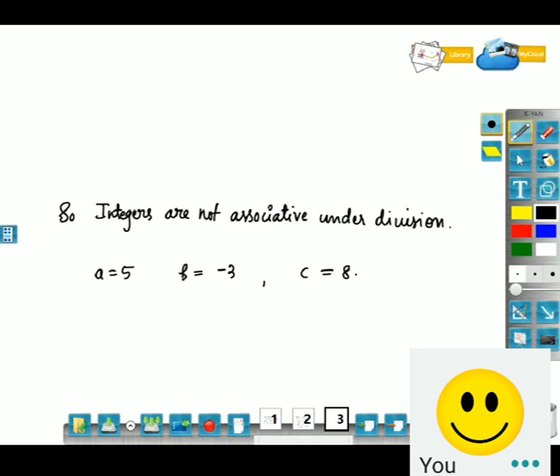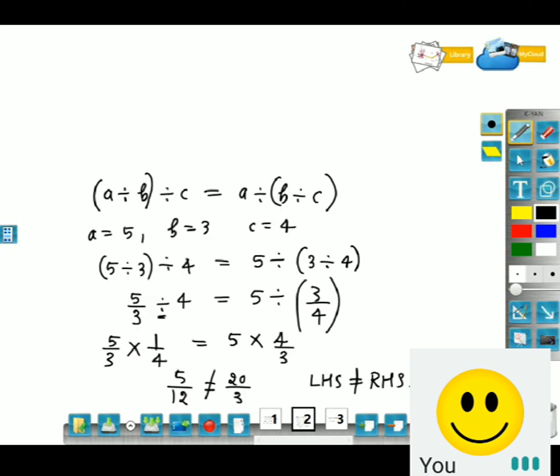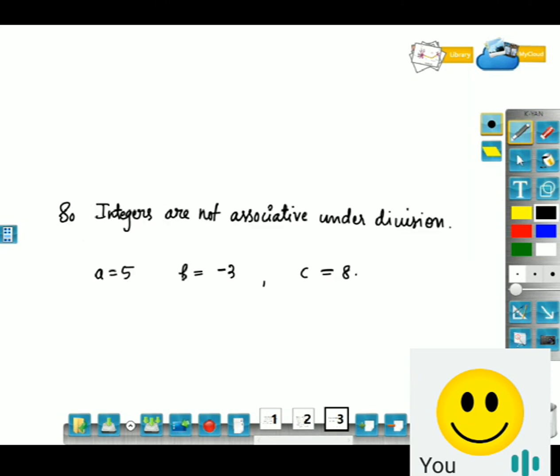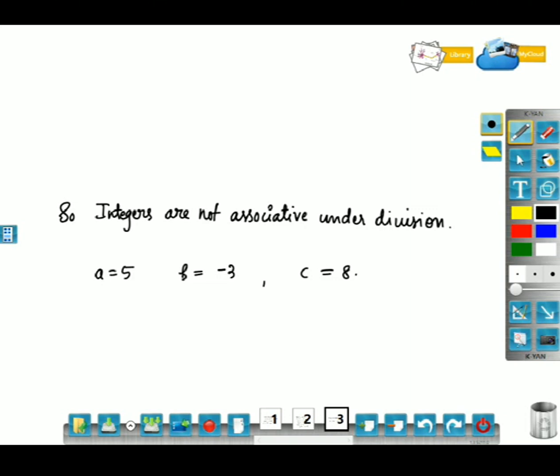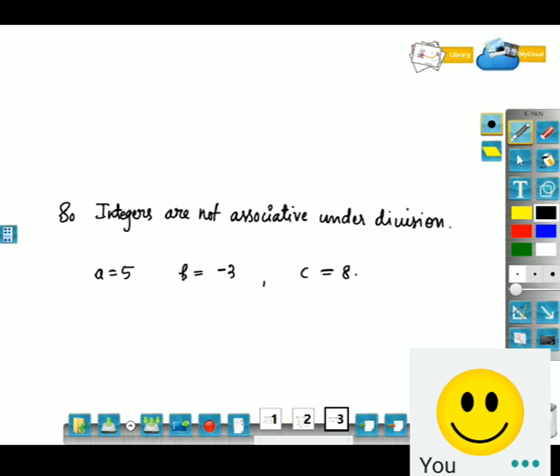Okay, let's solve this question. So according to this, already we know (A divided by B) divided by C should be equal to A divided by (B divided by C). So now put that, somebody has turned on your mic, please turn it off. So now (5 divided by -3) divided by 8 is equal to 5 divided by (-3 divided by 8).